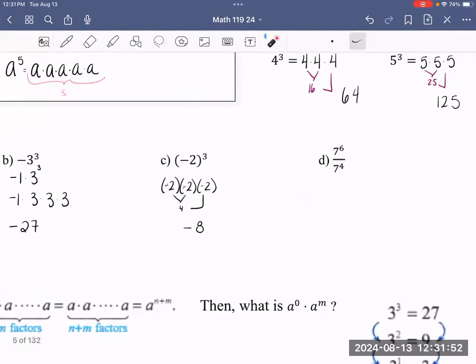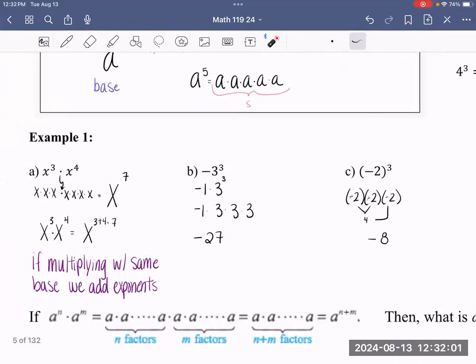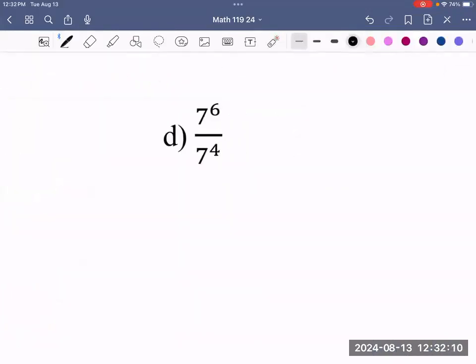Now the last one, D, is kind of similar to A, but just thinking about it in the reverse order. The opposite of multiplication is division. The opposite of addition is subtraction. So if we wanted to show it that way, we could say 7 to the 6th minus 4, which is equal to 2. So 7 squared, which is 49.